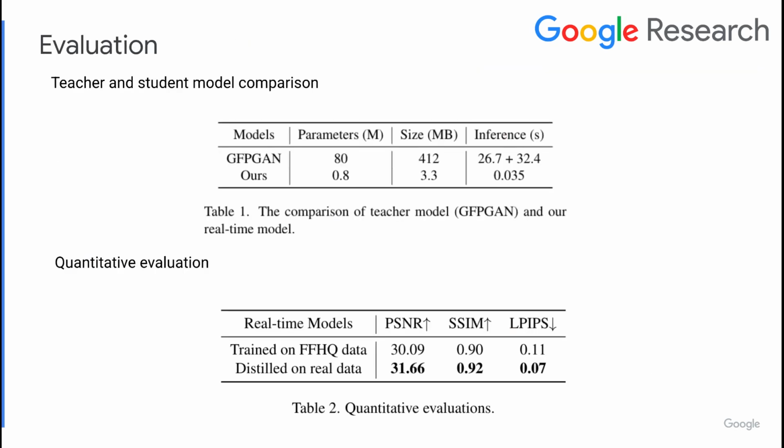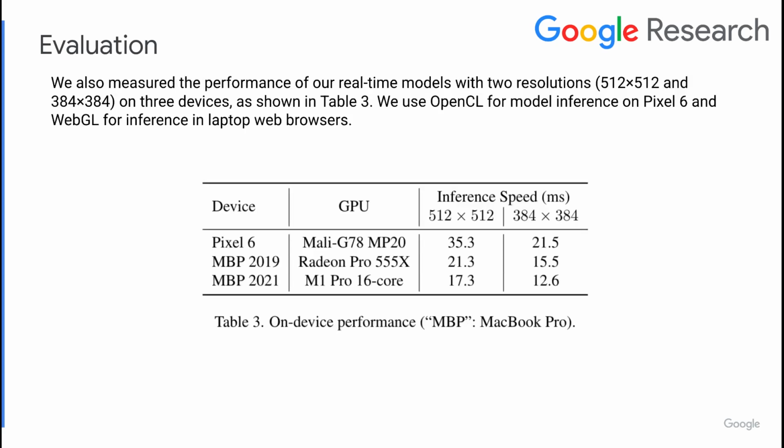We compare the performance between the teacher model and student model in terms of the parameter size and the inference time. You can see the advantage of using the distilled model instead of the giant teacher model. And we also did a quantitative evaluation between training the real-time model on FFHQ data and training the real-time model on real data. You can see the advantage of doing distillation on real data instead of FFHQ data.